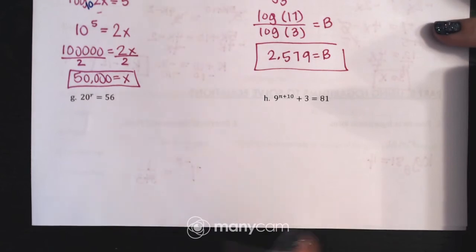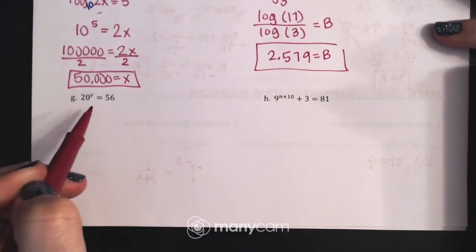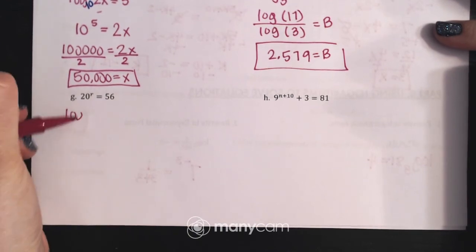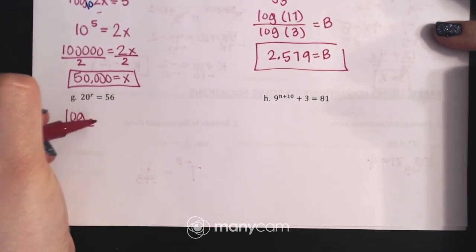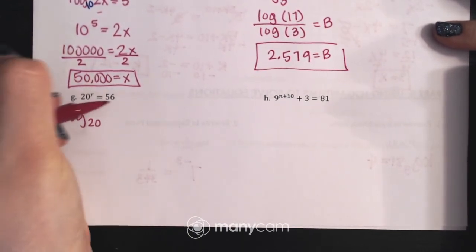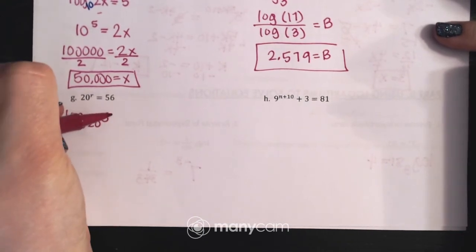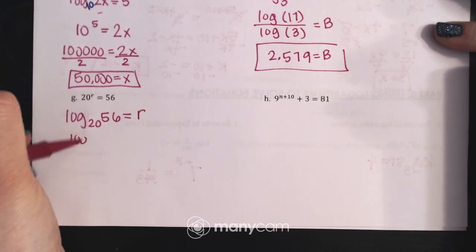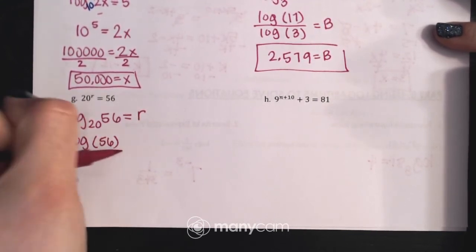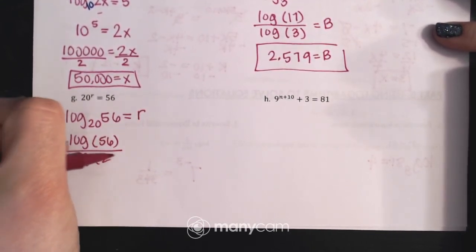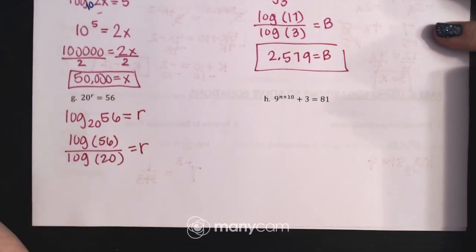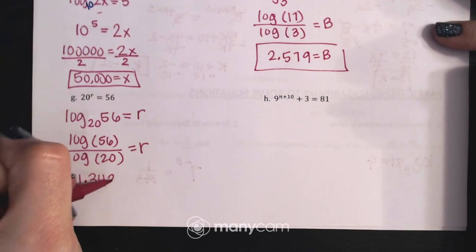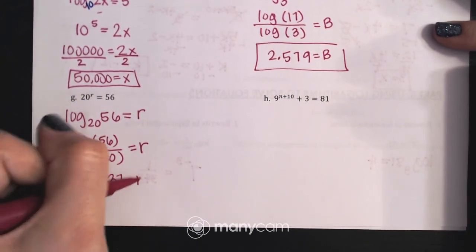Last two problems here. This is very similar to one we just did, so I'll switch forms to figure out my missing exponent. Log base 20 of 56 equals r. Type in my calculator. Base goes on the bottom. Use parentheses. 1.3437 for r.